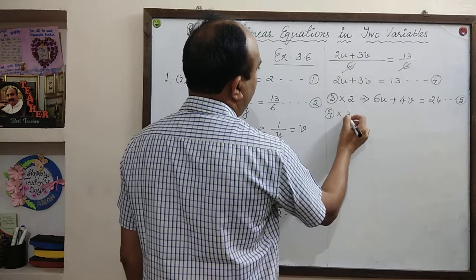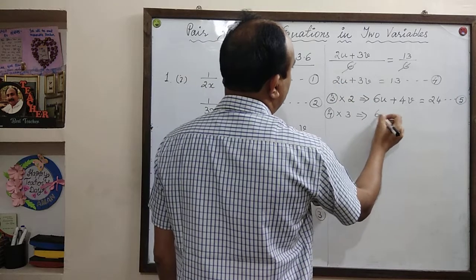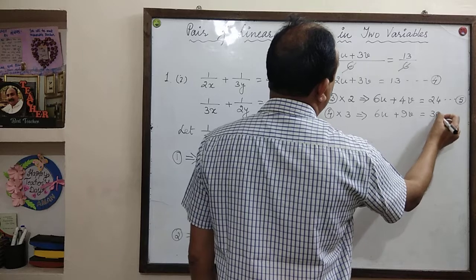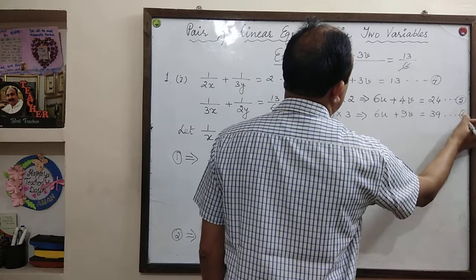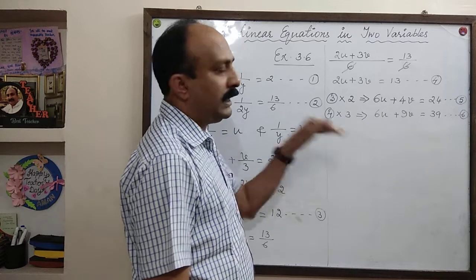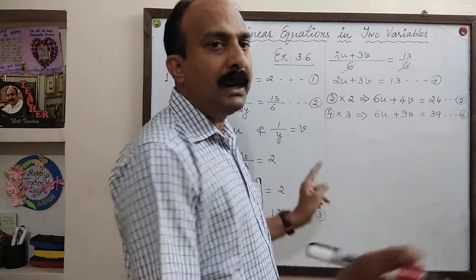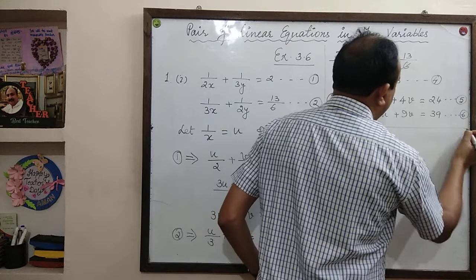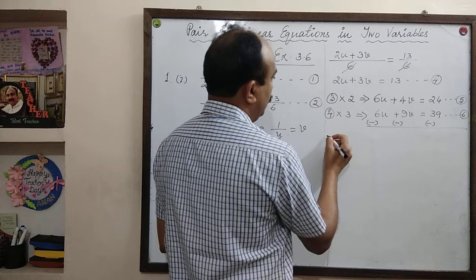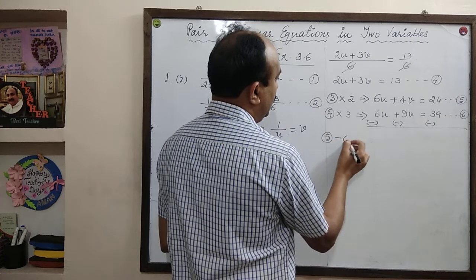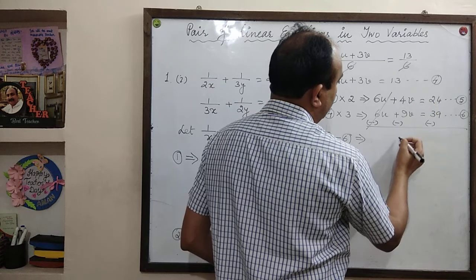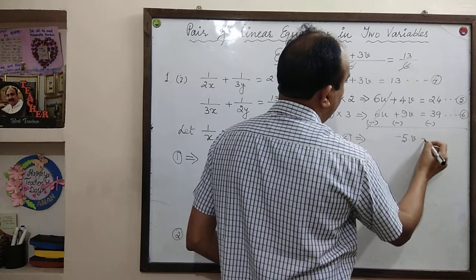Similarly, equation 4 multiplied by 3. 3 into 2, 6. 3 into 3, 9. 13 into 3, 39. Keep it as equation number 6. Now we got 6u and 6u in both the equations, so we can eliminate it by subtraction. It becomes minus, minus, minus. So equation 5 minus equation 6 gives 6u cancels, 4v minus 9v is minus 5v.